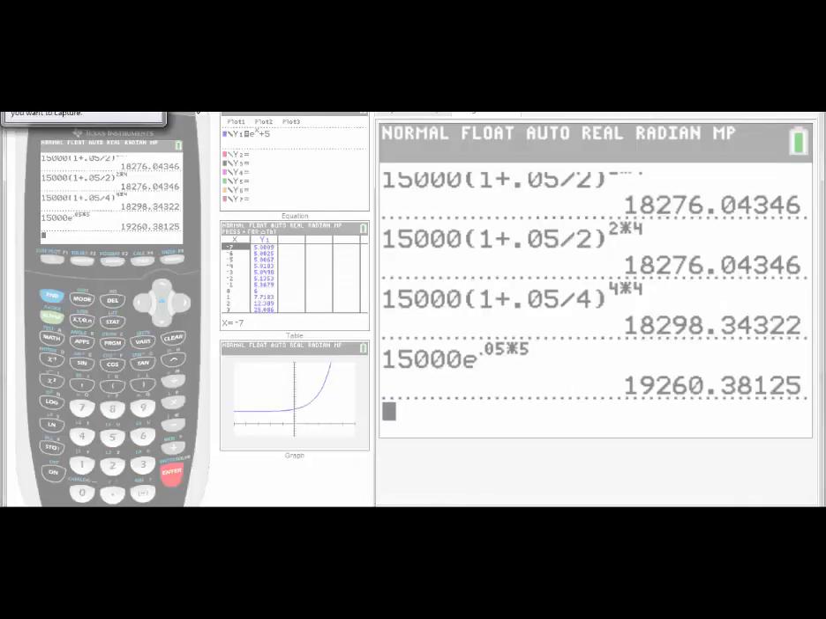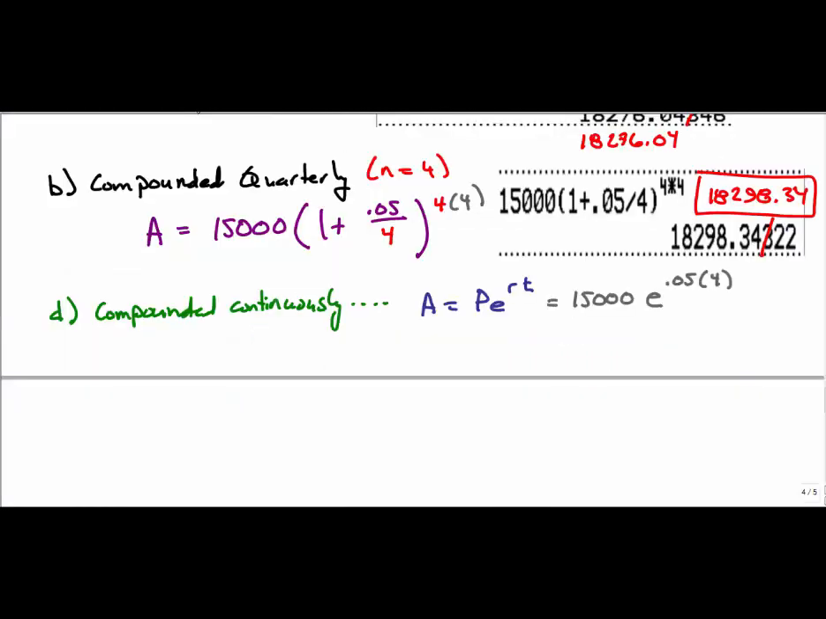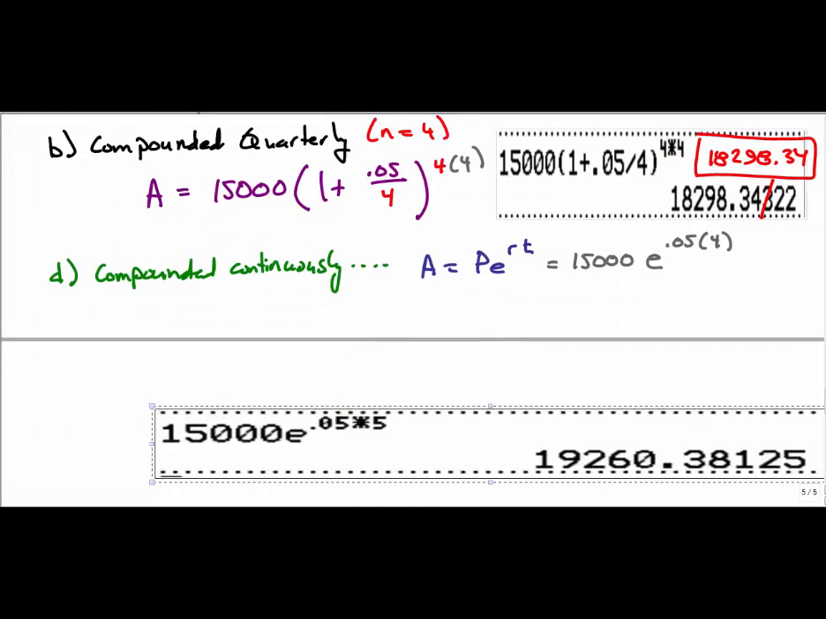Oh my goodness, that was quite a difference here. So now I'm up to 19,260. So that was quite a nice boost. Compounding continuously makes a huge difference.